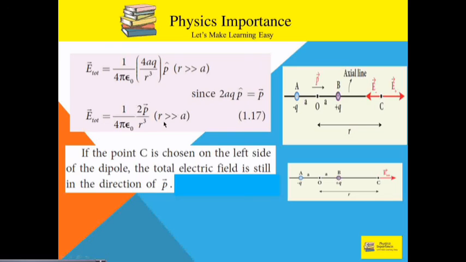So here, since r is very much greater than a, if the point C is chosen on the left side, the total electric field will be in the direction of the dipole moment. So this is the final expression for E total, that is the electric field at a particular point C due to an electric dipole. So it is a very important question, you must learn this.